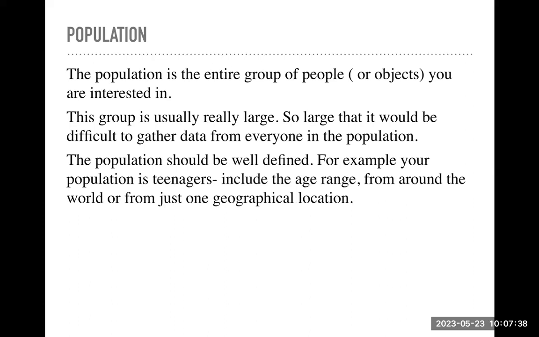Just to note, the population should be well defined. For example, if your population is teenagers, you would want to be certain that everyone knows what you're talking about when you say teenagers. So are you including preteens like 11 and 12-year-olds, or are you including 13 to 18, considering 19-year-olds to be an adult? Or are you talking about all teenagers everywhere around the world? Or are you talking about teenagers who live in Waco, Texas? You have to define your population very well, because your population will set who you should be sampling.